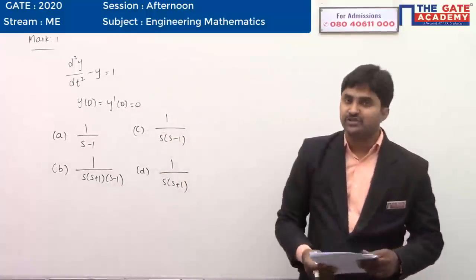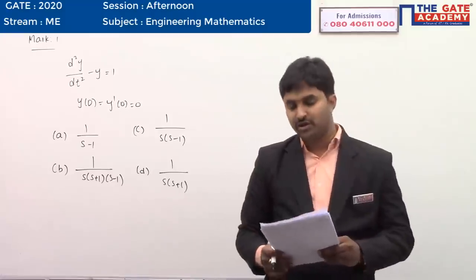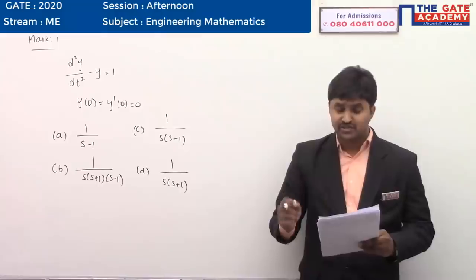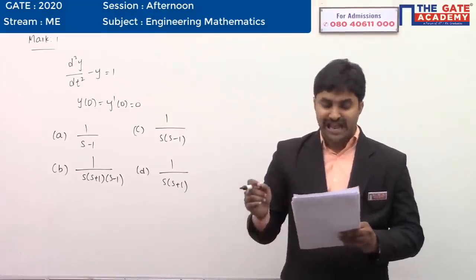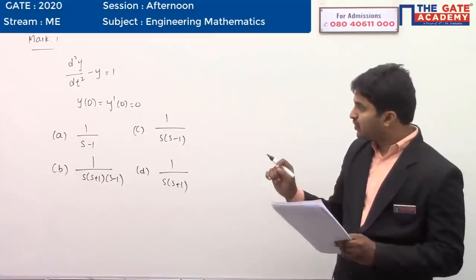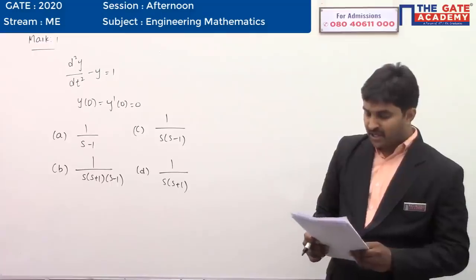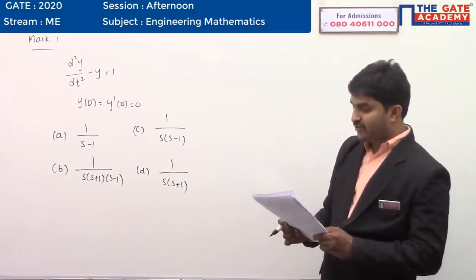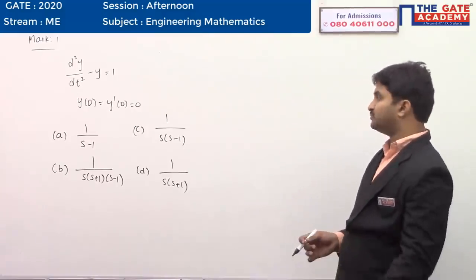Students, now let us go for the next question. This question has been asked from Laplace Transform. It's a very simple and straightforward question based on the differentiability property of the Laplace Transform. Now let us go for the question. The solution of d²y/dt² minus y equal to 1, which additionally satisfies y(0) equal to 0 and y'(0) equal to 0, in the S domain. So basically what we want is Y(s) in the S domain.